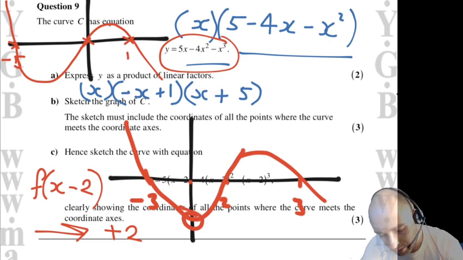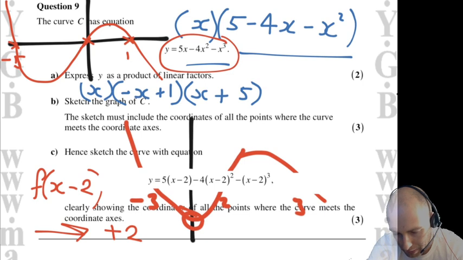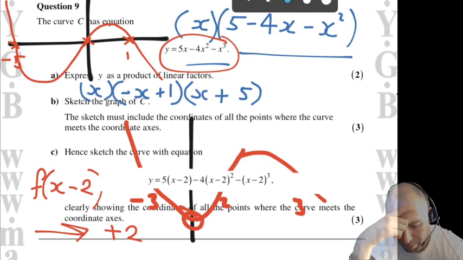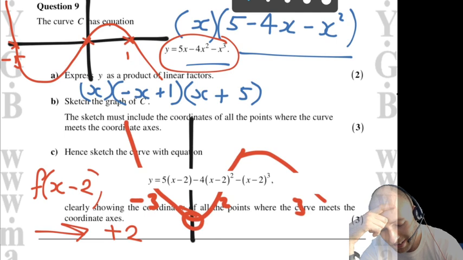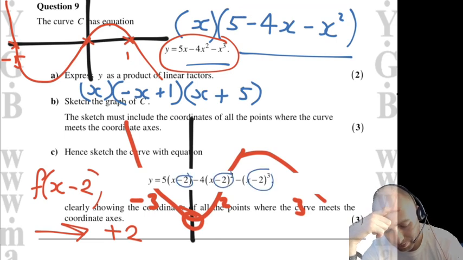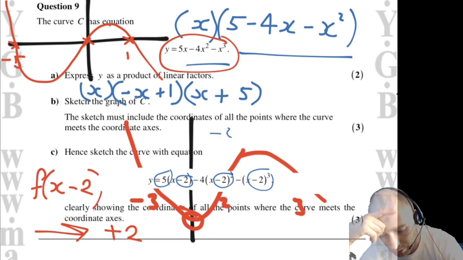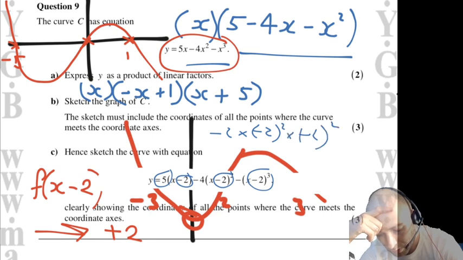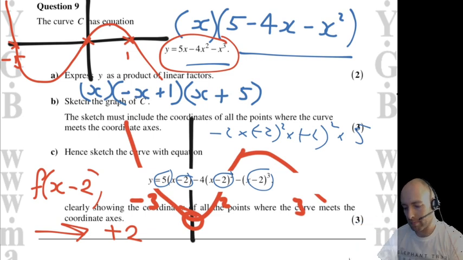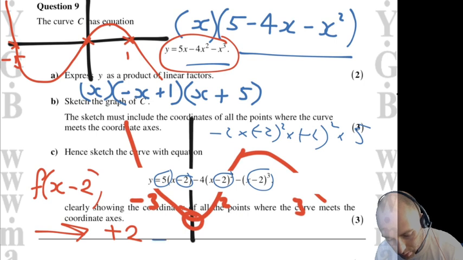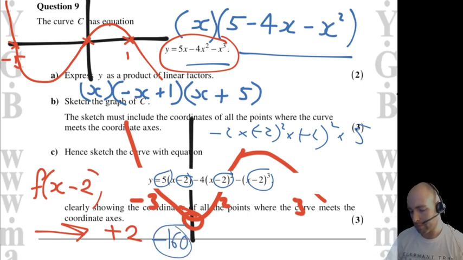So to do that, I'm going to have to get rid of this. To do that, we're going to have to expand basically the ends of all these bits. So we're going to get minus 2 times minus 2 squared times minus 2 cubed times 5. Which will give me minus, that's huge, minus 160. Cool, there we go.